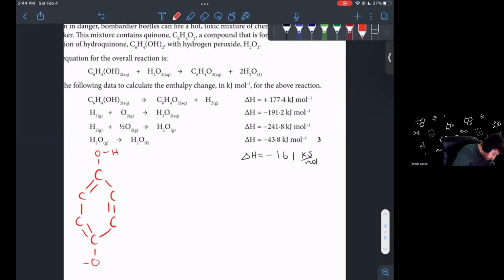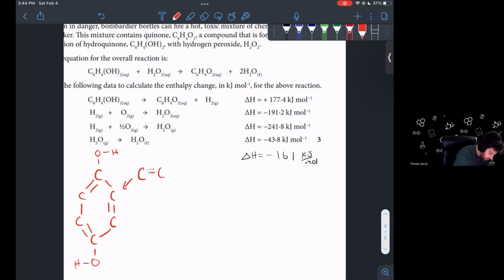But these carbons do actually have that benzene structure, and therefore these would be carbon bonds that look like that. So you're going to be using those bond enthalpies, which means you're going to have to use each individual one.